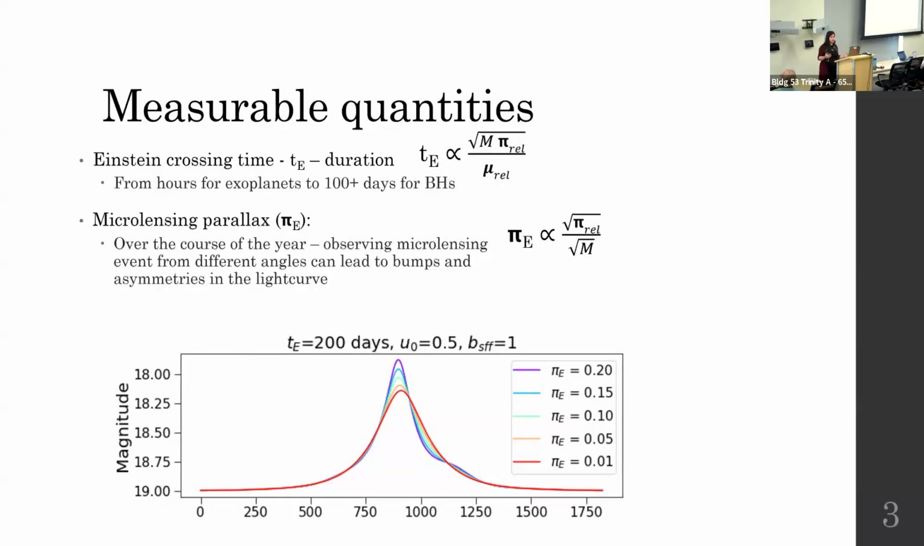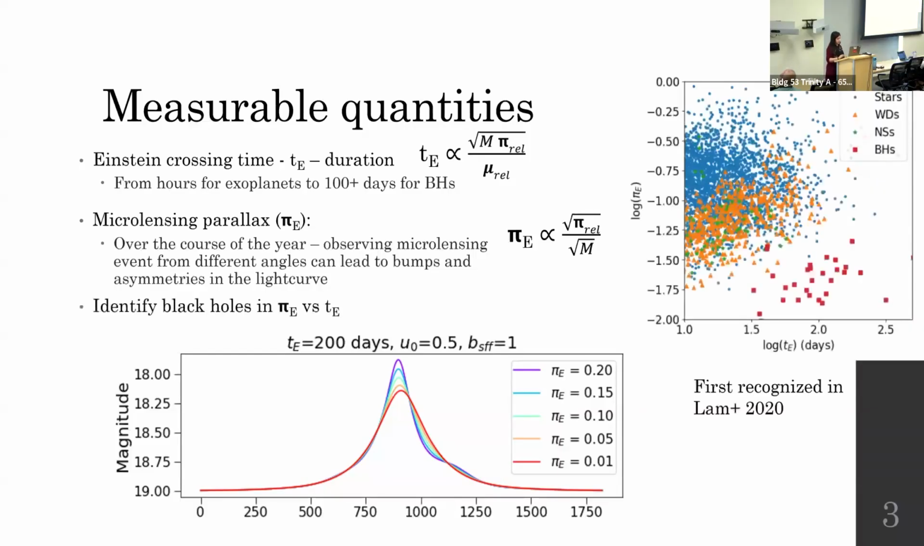There's also the microlensing parallax. Over the course of the year, as the Earth goes around the sun, you can see bumps, wiggles and asymmetries in the light curve that are caused by looking at the microlensing event from different angles. In the plot below, you can see in red a light curve with very little microlensing parallax, which is very symmetric. And in purple, there's one with a lot of microlensing parallax, which is more asymmetric. This scales inversely with the square root of the mass of the lens and with the relative parallax between the lens and source.